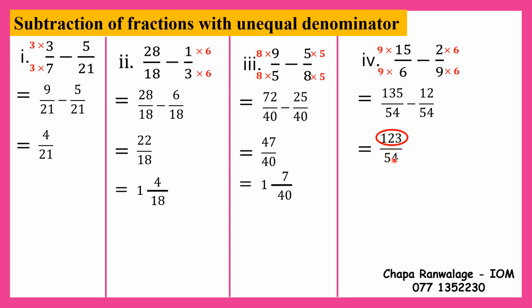Then we can divide this one, because we can see the numerator is larger than the denominator. Then 123 is divided by 54. How many 54s for 123? There are 2 54s, no? 54 times 1 is 54. 54 times 2 is 108. So there are only 2 54s for 123. And what's the remainder? 54 times 2 is 108. We can find this remainder by subtracting 108 from 123. Then the remainder is 15.